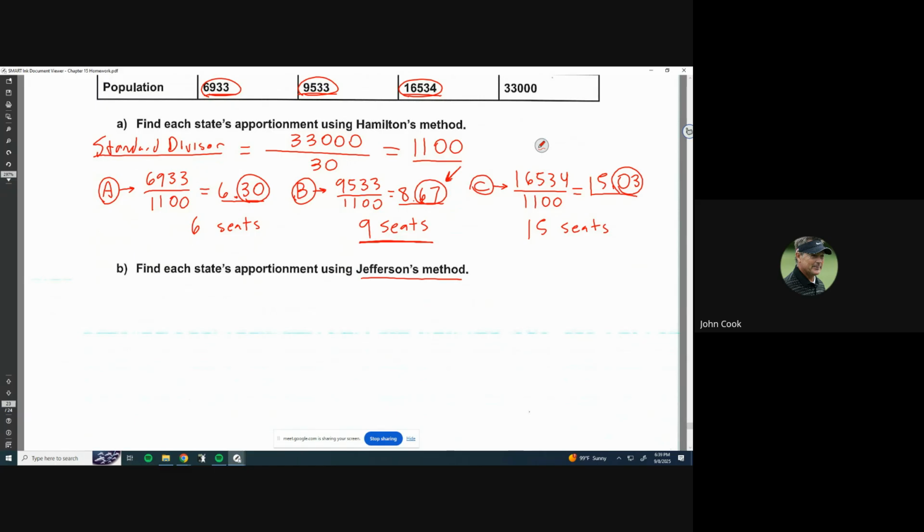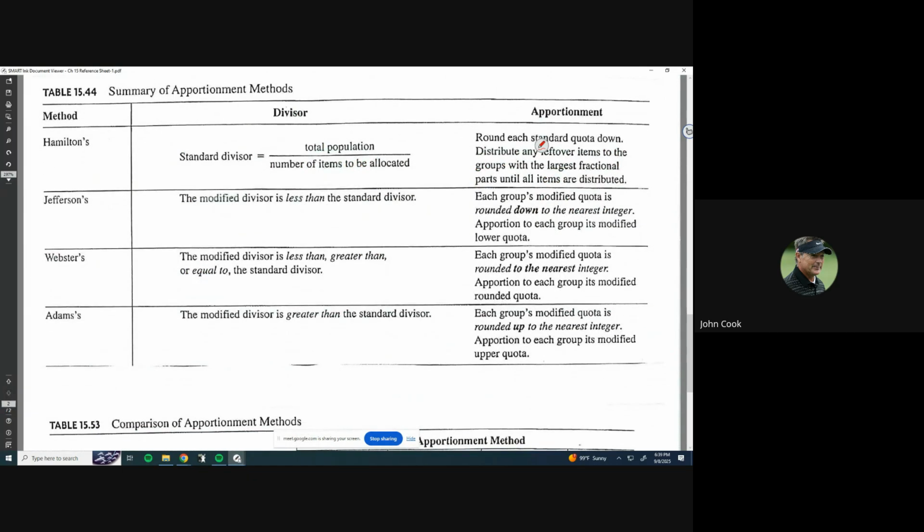For Jefferson's method, it's basically the same thing except for one difference. You're going to be given what we call a modified divisor, okay? A modified divisor is a bit different. It's actually not something that you are going to calculate. You're going to be given that value. So if I look over on my reference sheet, the modified divisor is always less than the standard divisor. So we just found the standard divisor, 1100.